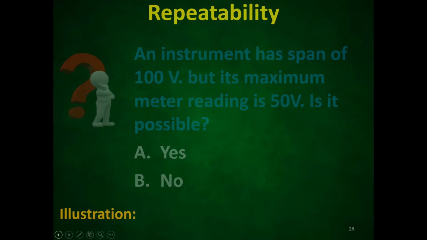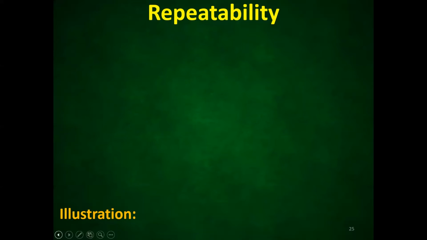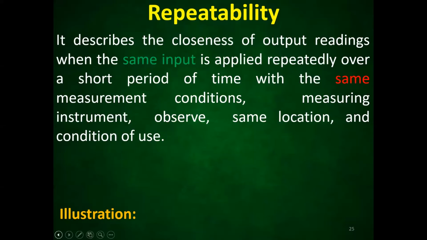Okay, now come to these two notions. One is called repeatability of an instrument and another is called reproducibility of an instrument. These two concepts are very similar to each other, so let me explain very carefully. Just go through this definition. It describes the closeness of the output readings when the same input is applied repeatedly over a short period of time within the same measurement conditions: same measuring instrument, observer, location, and condition of use.